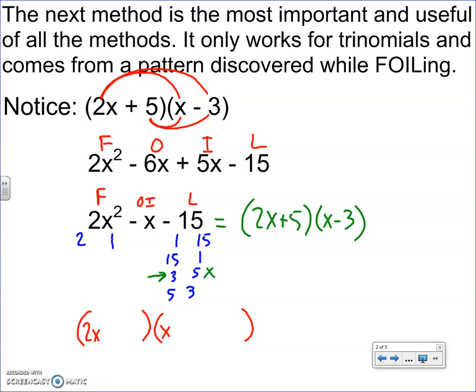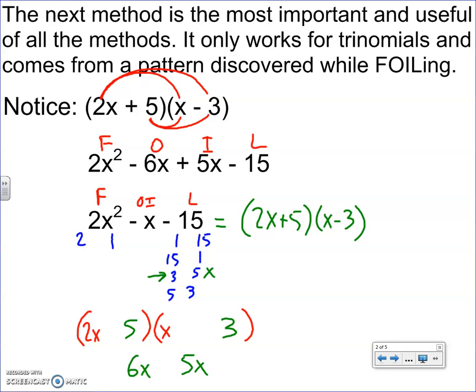Now I'll try the reverse. Let me try 5 and 3. So those are still close. I do the FOIL again. I do the O and I. The O, 2x times 3, that's 6x. The I, 5 times x is 5x. Now can 6x and 5x ever make 1x? The answer is yes, because 6 minus 5 is 1.